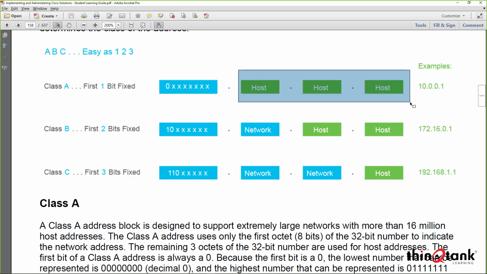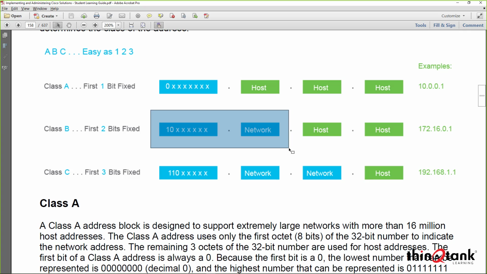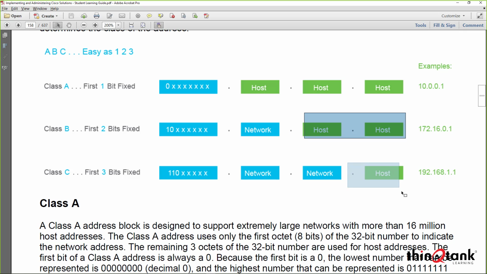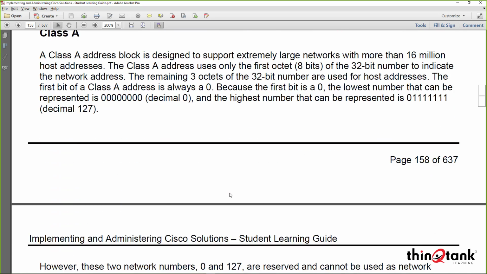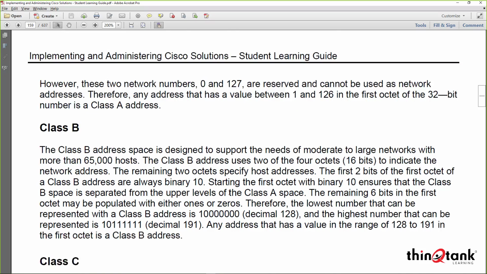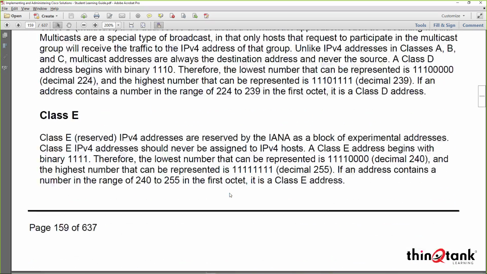All right? So the Class A space provided you a very few number of networks, but it gave you really, really large networks. Class B was kind of a mix, right? Half and half. 16 bits for networks, 16 bits for hosts, and then Class C, only 8 bits for hosts and 24 bits for networks.